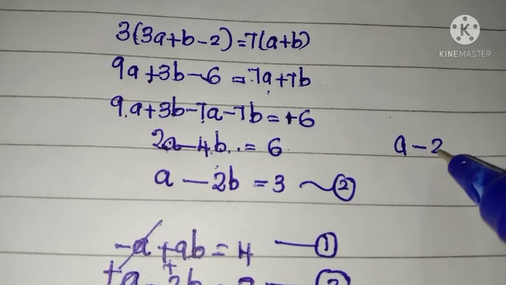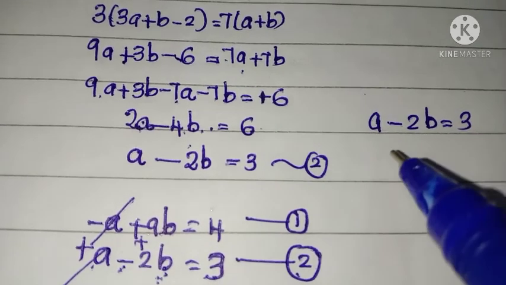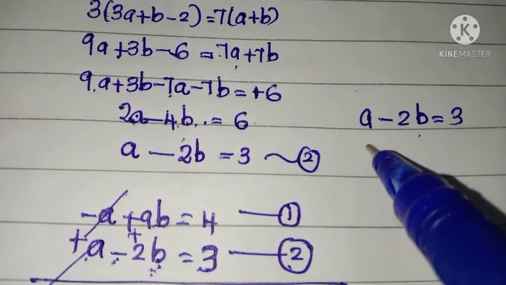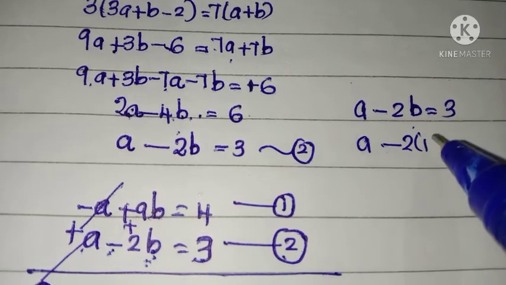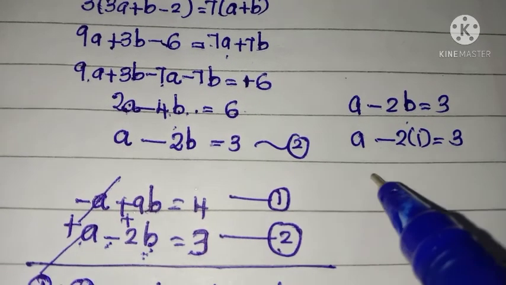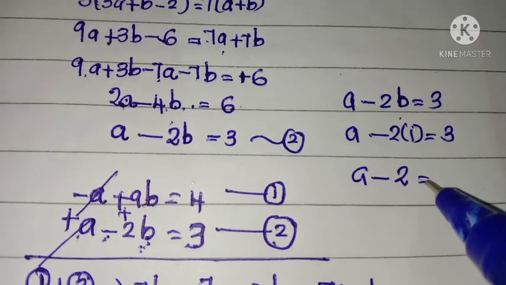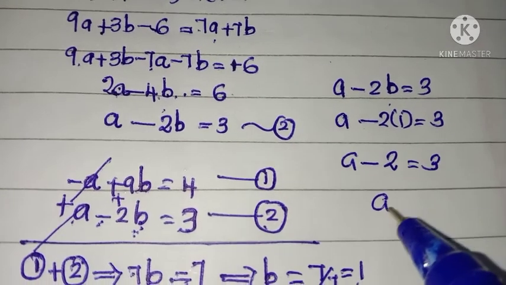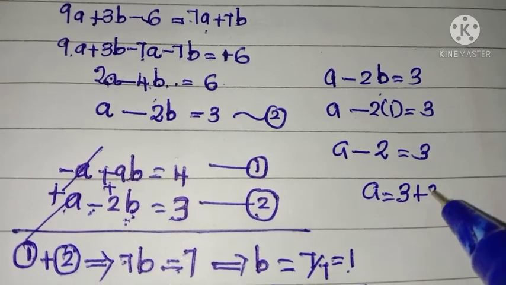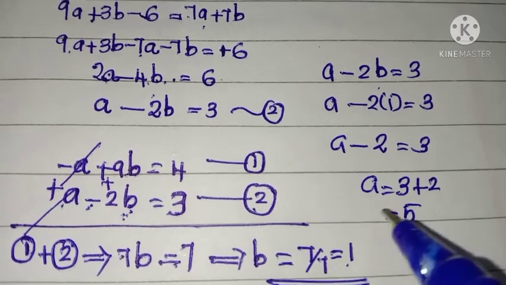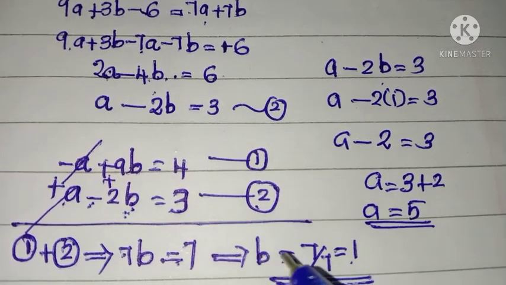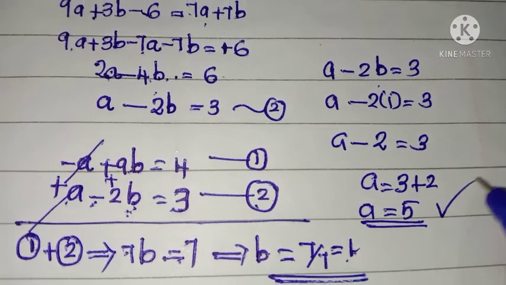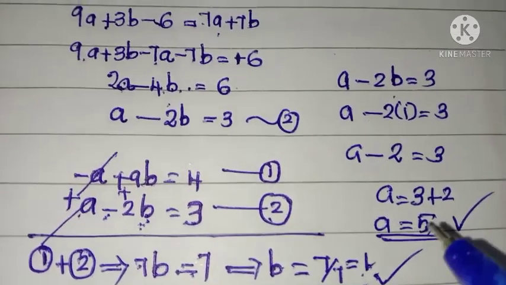Now put b is equal to 1 here. a minus 2b is equal to 3. Put b is equal to 1. So a minus 2 into 1 is equal to 3. a minus 2 is equal to 3 or a is equal to 3 plus 2, that is 5. So a equal to 5, b equal to 1. Okay, so this is our required solution.